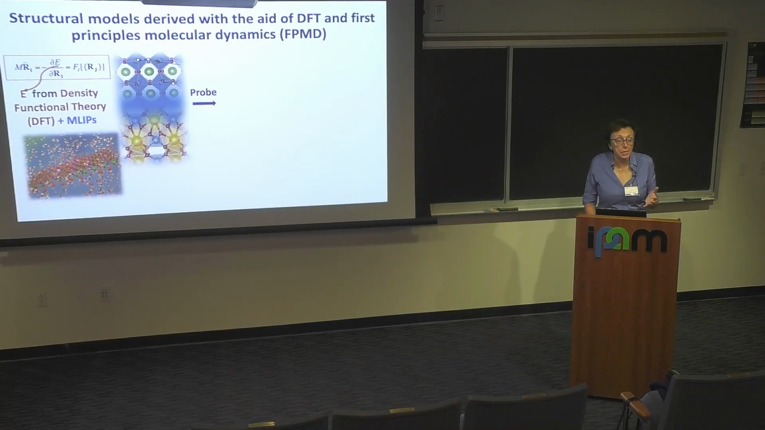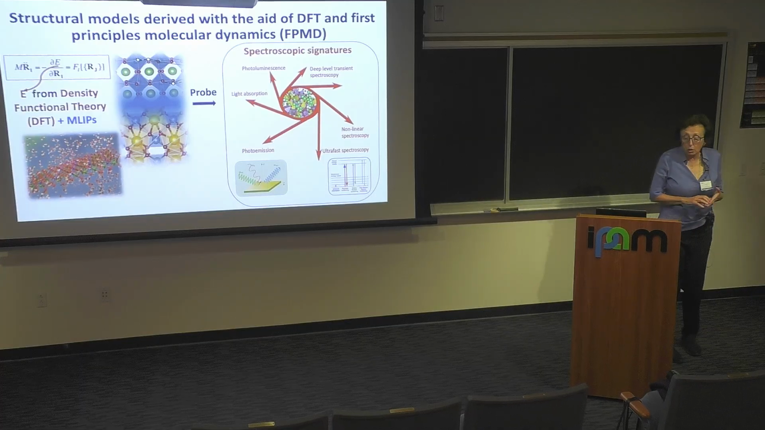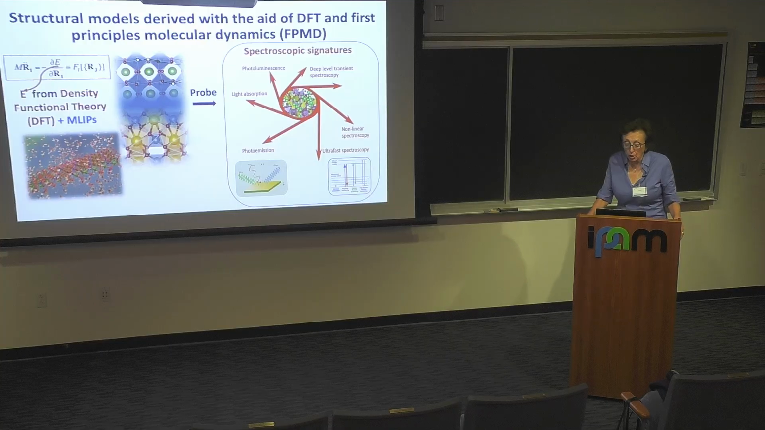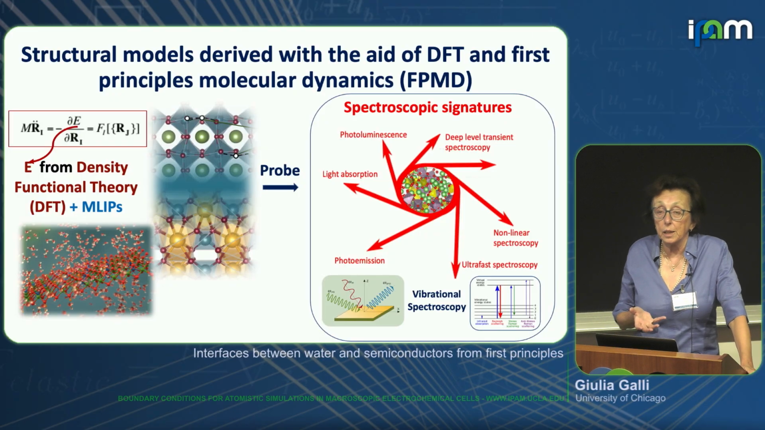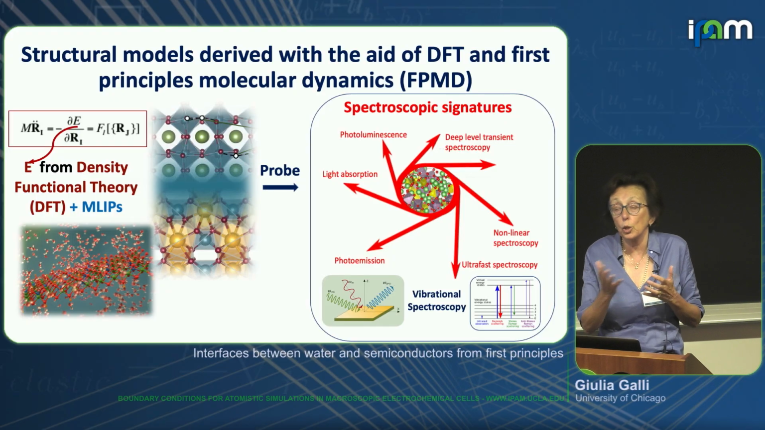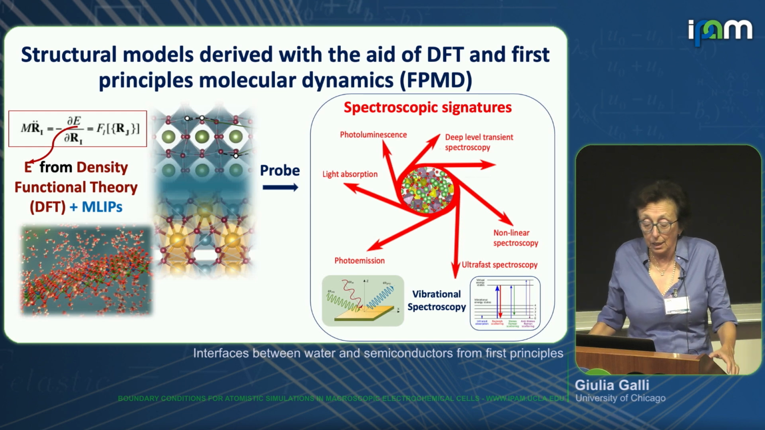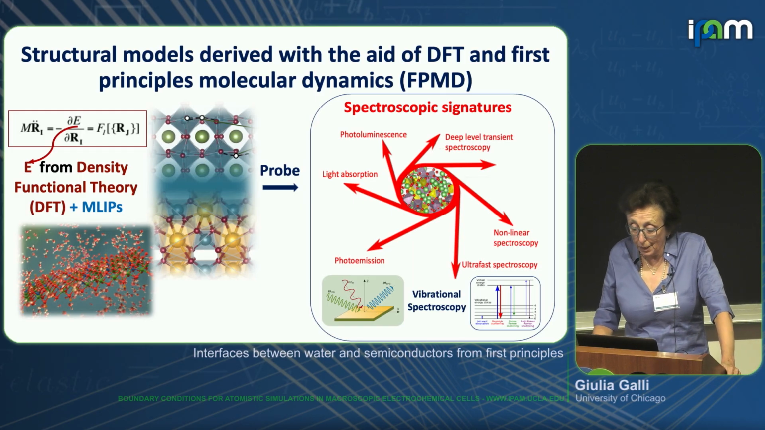Okay, so once you have your structural model, you want to probe the system, right? How do you know that you're right? And you want to do spectroscopy. And you can do optical spectroscopy, and here I just mentioned some that we are able to deal with from first principles, some we are not yet able to deal with really well, and then also vibrational spectroscopy. Of course, you want to do optical spectroscopy because you want to probe your system and compare to experiment to understand whether your structure is right, but also because you want to study light-matter interaction, right? Because that's the problem that I told you about at the beginning.